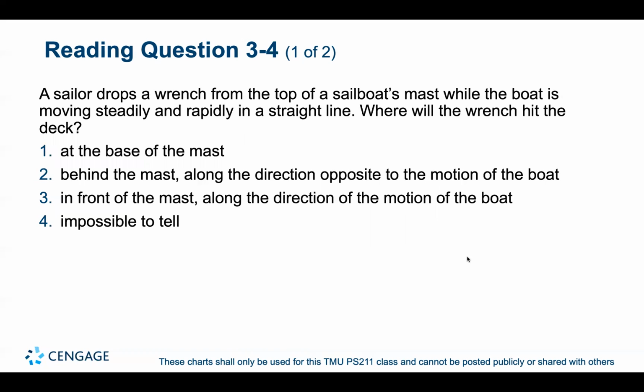And then for this question, a sailor drops a wrench from the top of a sailboard mast while the boat is moving steadily and rapidly in a straight line. Where will the wrench hit the deck? And so this is interesting. We're having motion of the ship, and then you have to figure out how that's going to impact the movement of that wrench. Well, at the point when it's dropped, the wrench is actually moving at the same rate as the sailboat. And so that's why it would fall at the bottom of the mast.